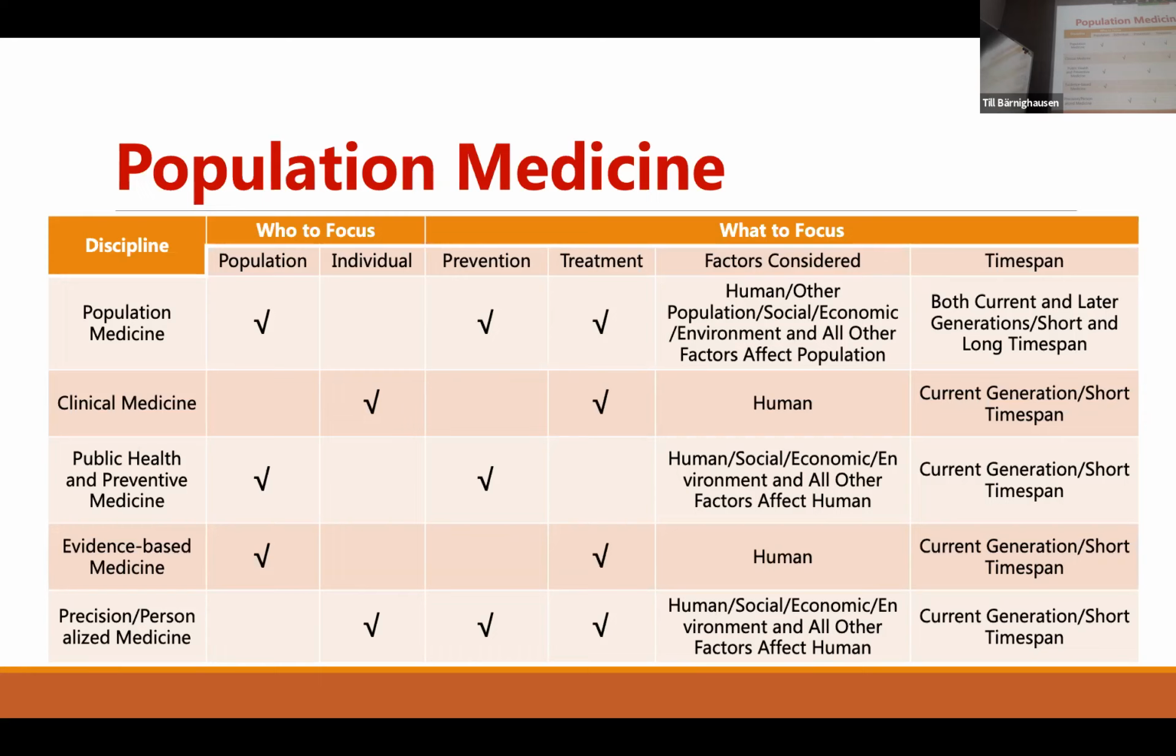And public health focuses on population. As we all know, we are doing a lot of research in public health. And then evidence-based medicine also focuses on population to get some evidence and to guide people to develop a practice guideline.